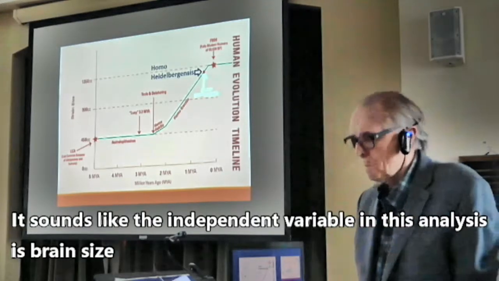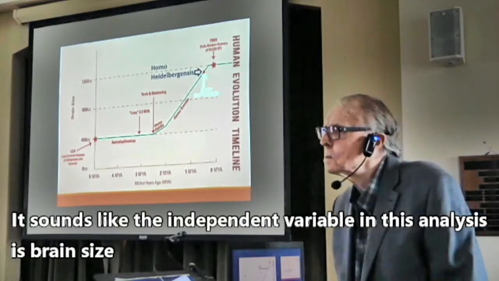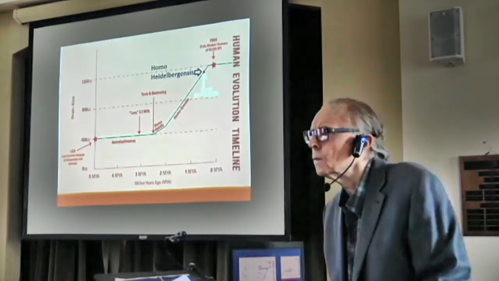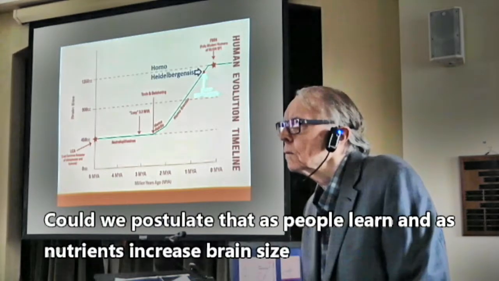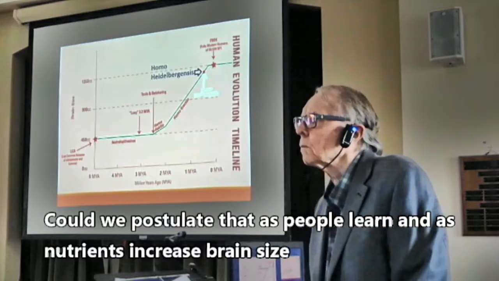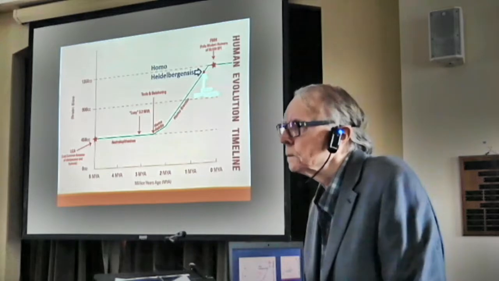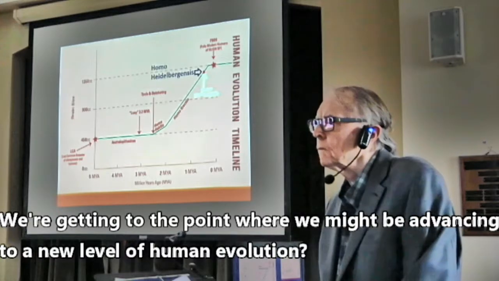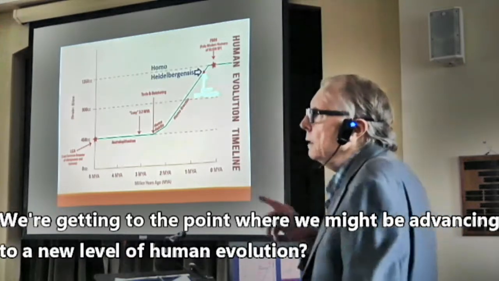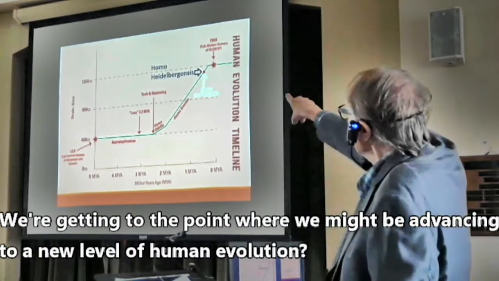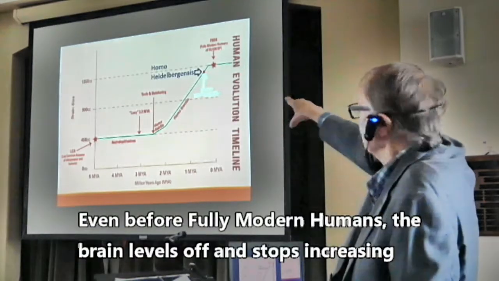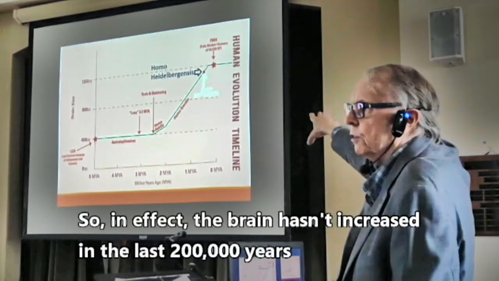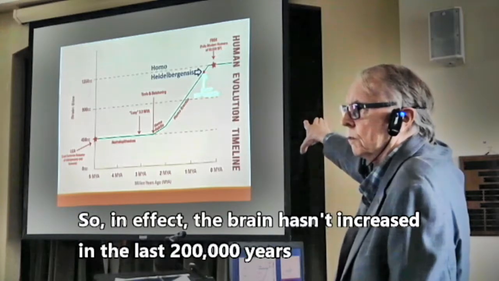It sounds like the independent variable in this analysis is brain size. Yeah. And if that's the case, could we postulate that as people learn what nutrients increase brain size and what mating practices increase brain size, we're getting to the point where we might be advancing to another level of human evolution? It's an interesting idea, but you'll see at the end, even before fully modern humans, the brain levels off and stops increasing. So in effect, the brain hasn't increased in the last 200,000 years.